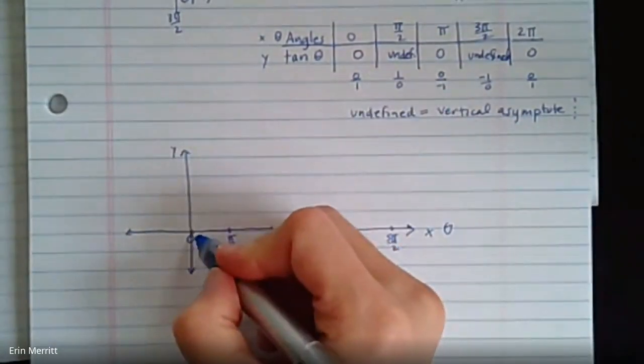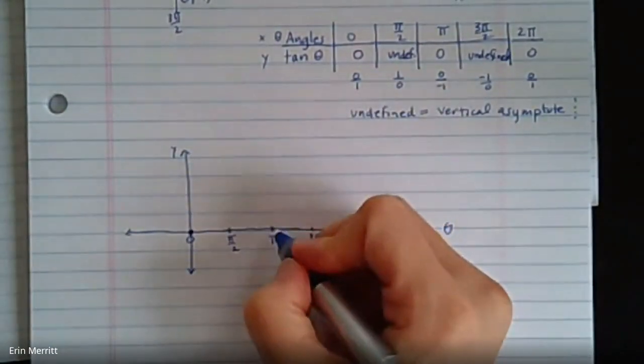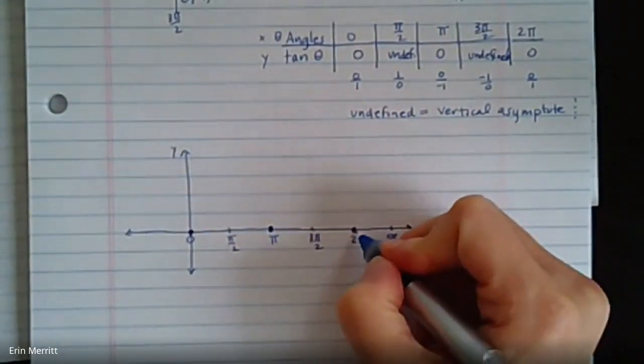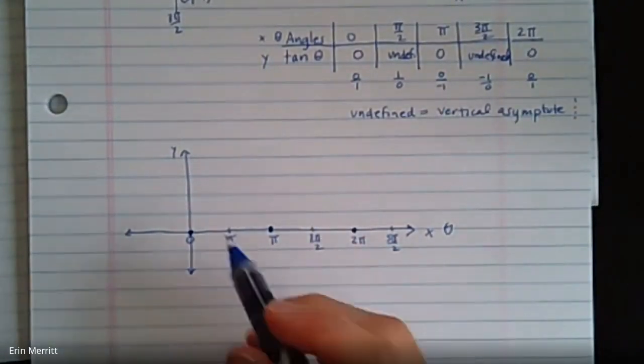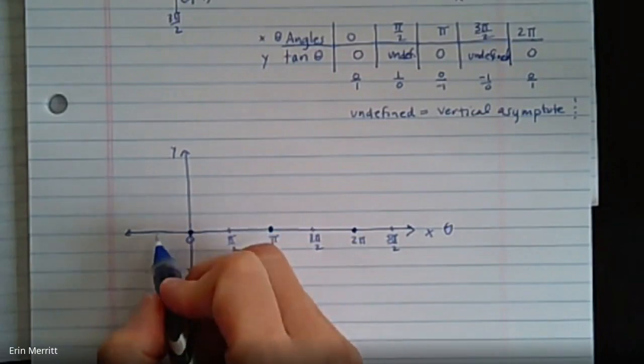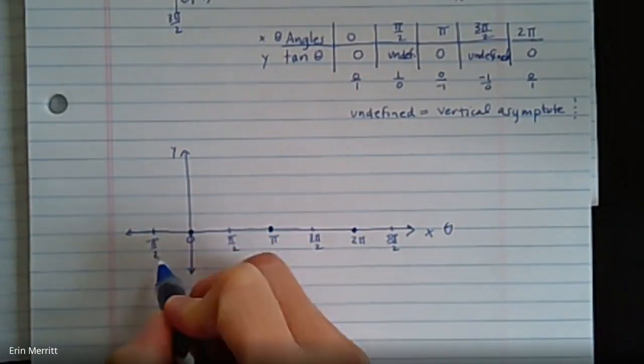So it's going to hit 0 at 0 itself, at pi, at 2 pi, and then it would be 3 pi, 4 pi, and so on. Right? I also want to extend the graph back a little ways. Let's back it up to negative pi over 2.